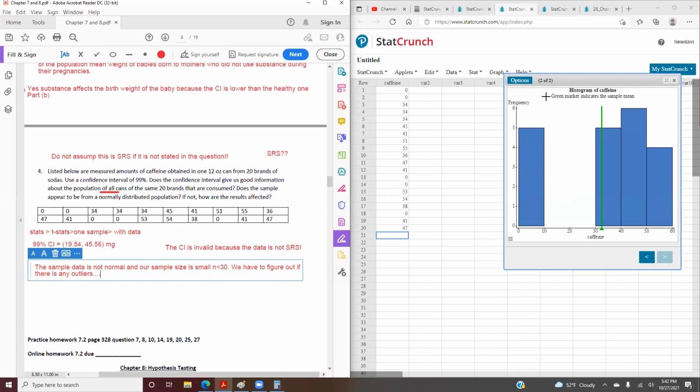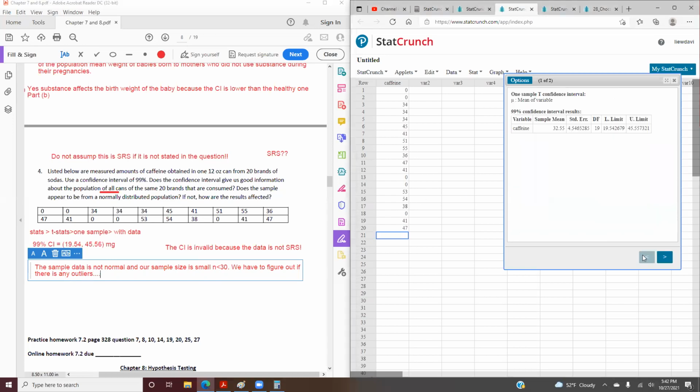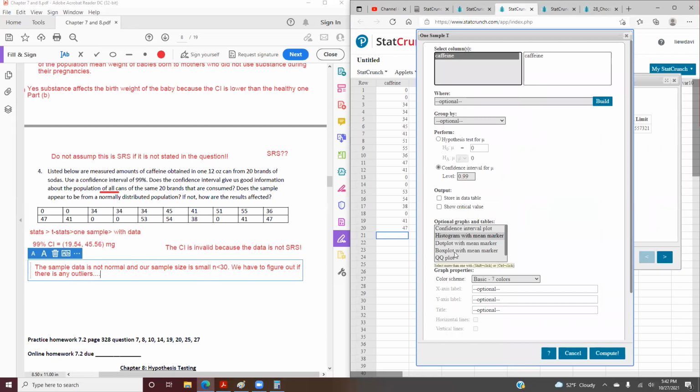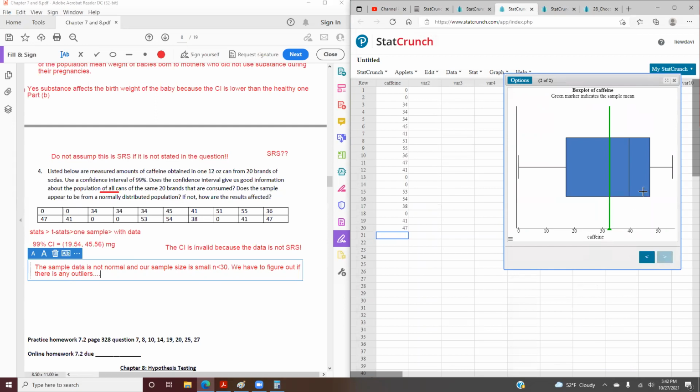Does anyone remember how you figure out outliers if I give you data like this? You can draw a box plot. Yep. So you just put box plot in here. If you click box plot and compute, it will provide you a box plot. Ignore the green line. This is the box plot. Do we have any outliers in this case? Yep. Where?